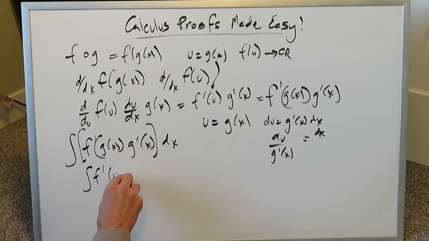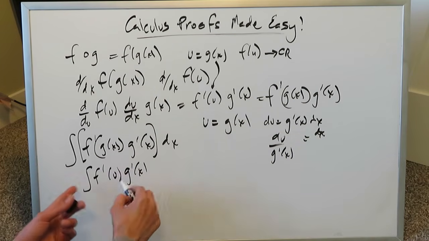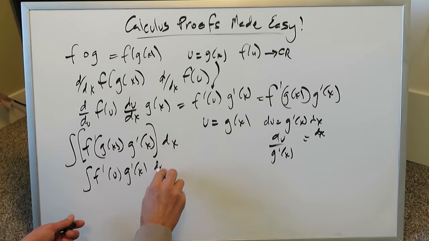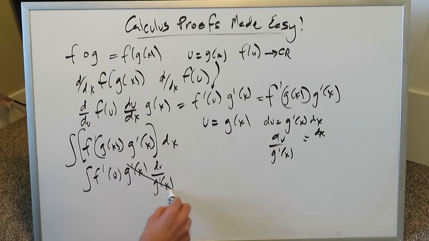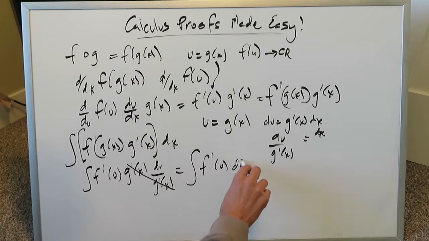You have f prime of u, right, because we've substituted the u, and then we have the derivative of g of x, and prime means the derivative of the original function, which was g of x. You have du over g prime of x, which is the derivative. These cancel out, so essentially you're looking at now just this, the derivative of the function with regards to u, du.